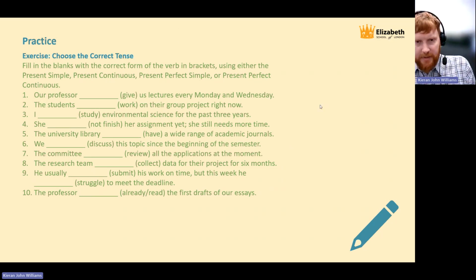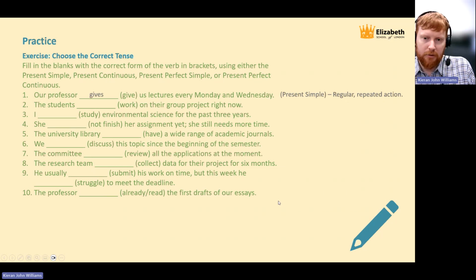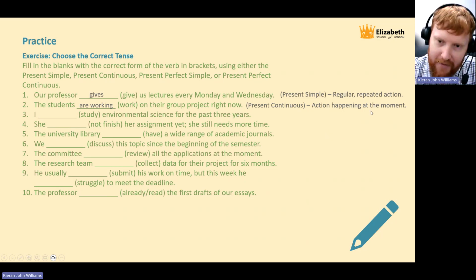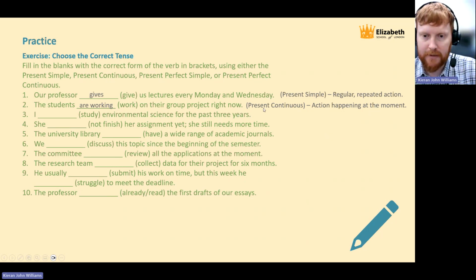Alrighty, so let's see what you should have, which tense, and then also what the answer would actually be. So for number 1, you should have our professor gives us lectures every Monday. So because we have every Monday, we know this is a repeated action, so it needs to be present simple. Number 2, it should be the students are working on the group project. So because it tells us right now, we know something is happening at this moment, so it should be present continuous.